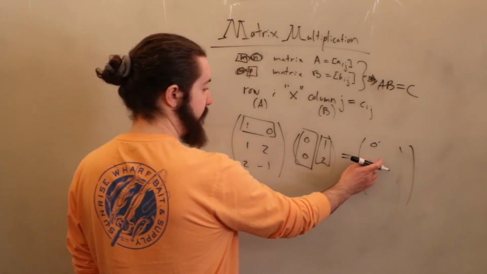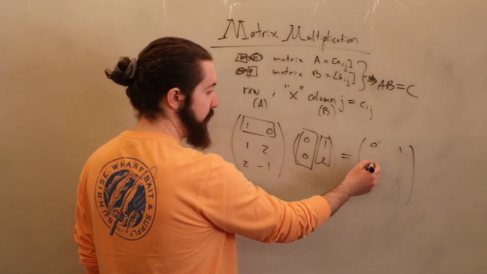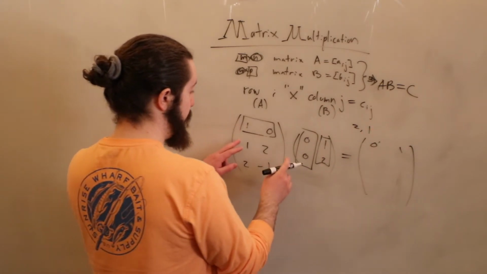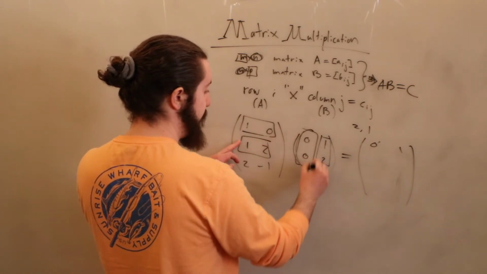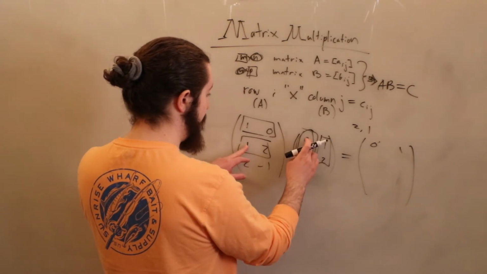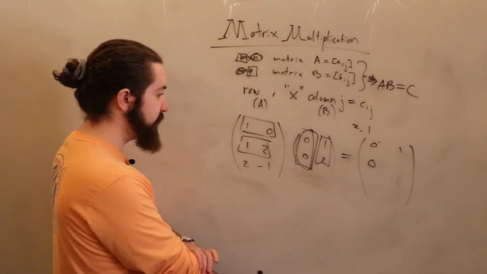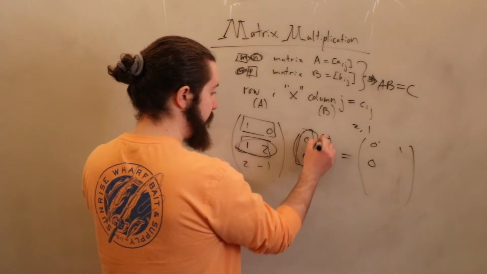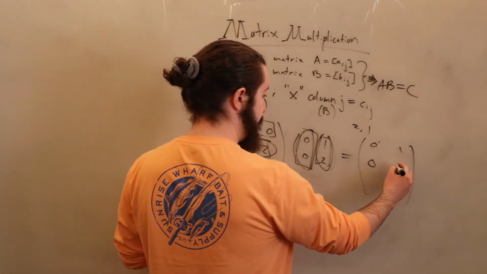Now, for this one, what is the position here? It's going to be in row 2, and it's going to be in column 1. That means take row 2 of matrix A and multiply it by column 1 of matrix B. So we're going to have 1 times 0 plus 2 times 0. We're going to have 0 again. Now for the next one, once again, position 2, 2. We're going to take row 2, column 2. 1 times 1 plus 2 times 2. That's going to be equal to 5.